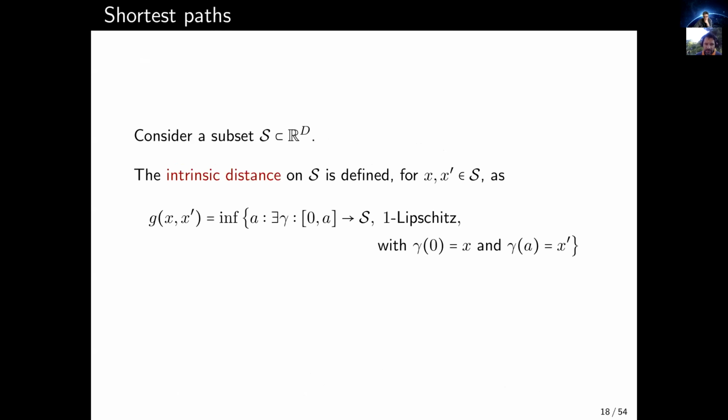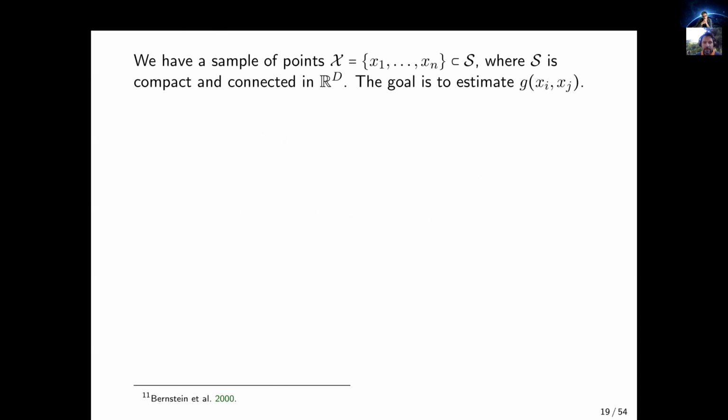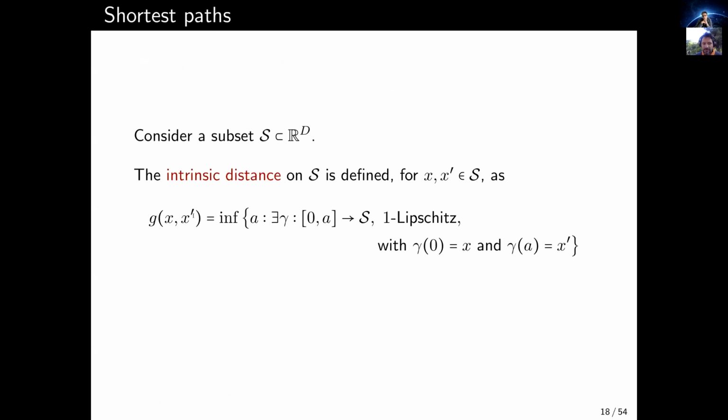Okay, so let's consider a subset S, which again should be seen as a surface, really. At this point, it can be abstract, in some Euclidean space, and in principle, high-dimensional Euclidean space. And the intrinsic distance, essentially what people would call a geodesic distance in other settings, is just simply what you think it is, which is that you constrain yourself to remain on S, and otherwise find the shortest path on S joining two points. That's one way of phrasing it. And what we have again is we don't have the surface S itself. We have a point set on the surface. And our goal is to estimate those intrinsic distances. So again, G denotes the intrinsic distance on S.